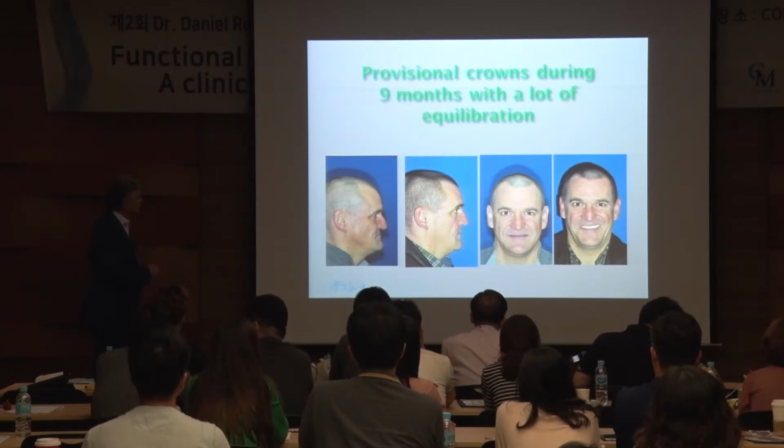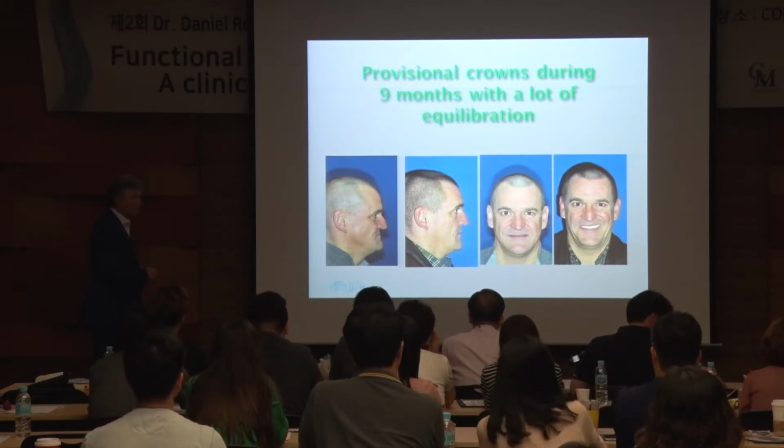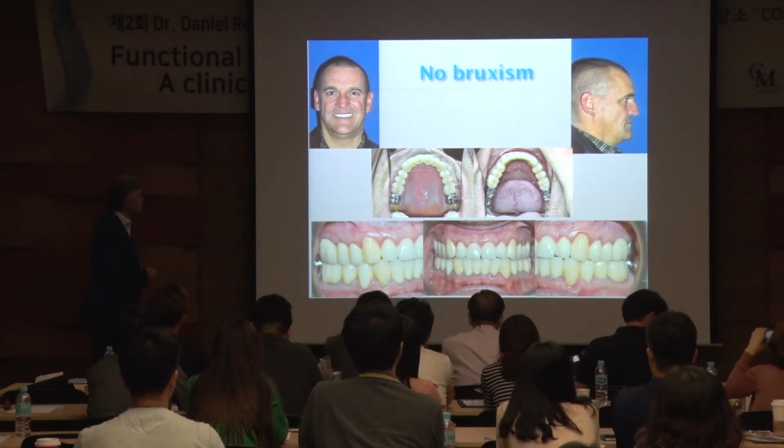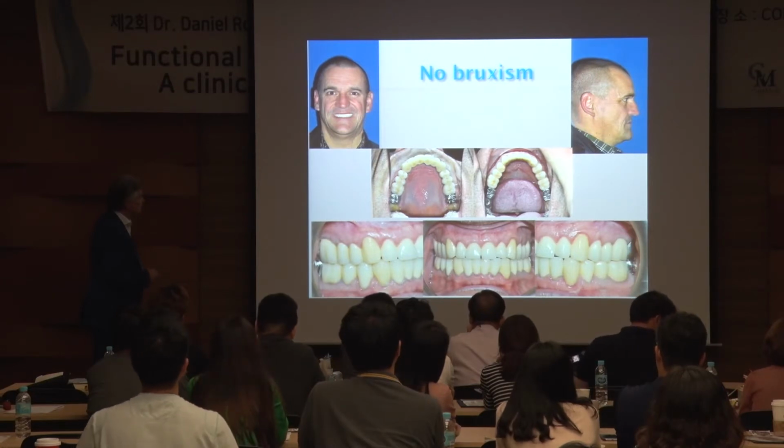It needed 9 months with provisional crowns to make a good equilibration to fight the imbalance. TMJ를 중심화해 놓고 그 임시 보철물을 올려놓고 교합을 조정해 나가서 이렇게 안정적인 위치를 찾아가는 거죠. That is very happy.